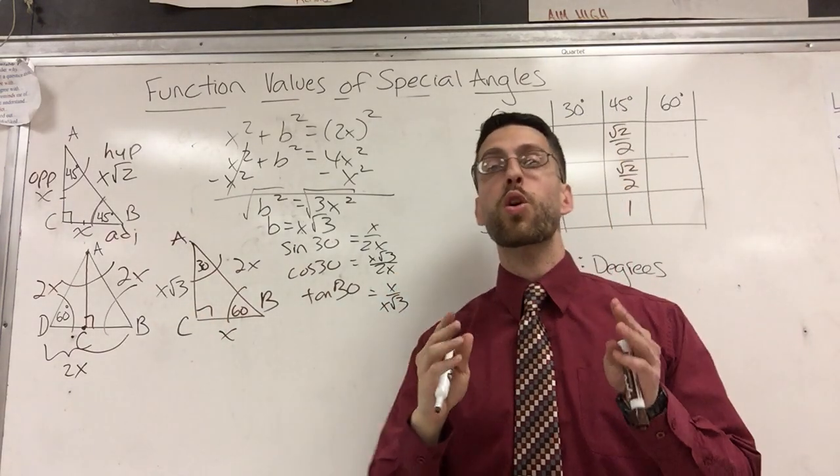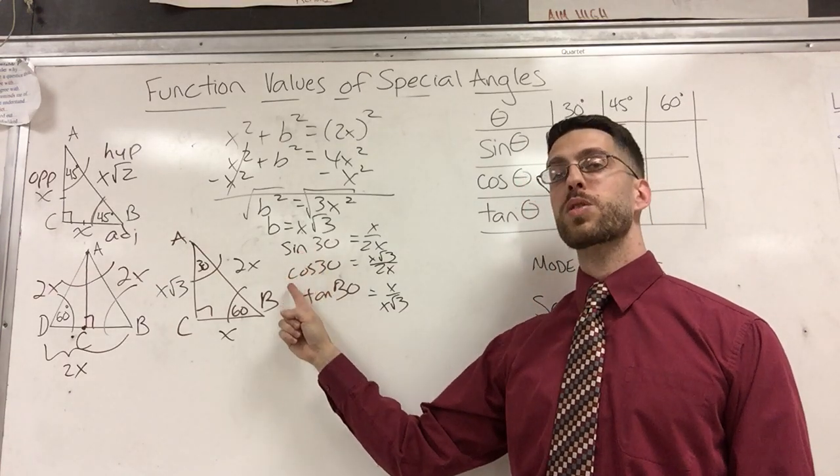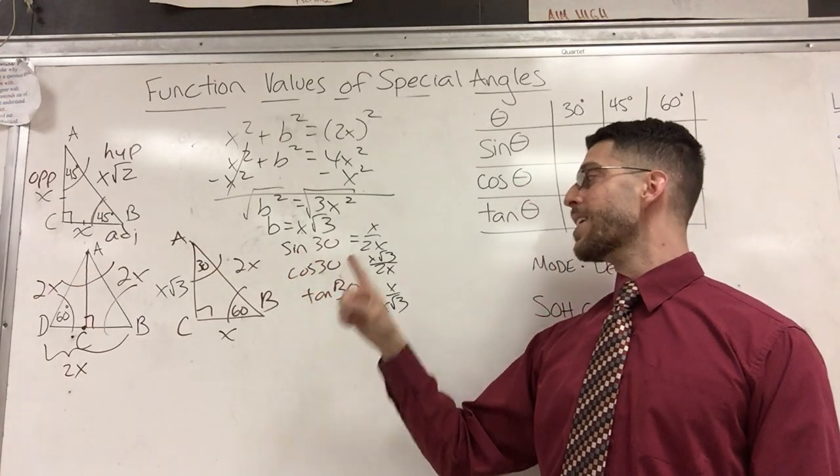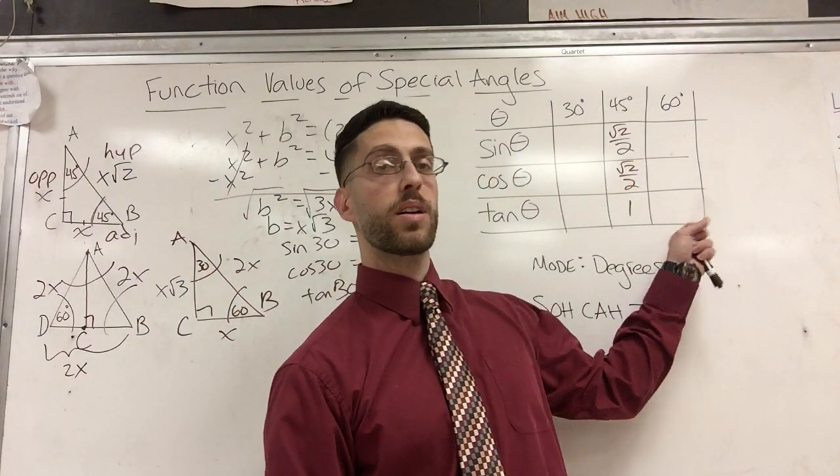Okay? Now, on your own, I'm going to ask you to do the same thing for sine, cosine, and tangent of 60. And you have to simplify these three fractions. And in part 2, I'll put up the rest of the answers.